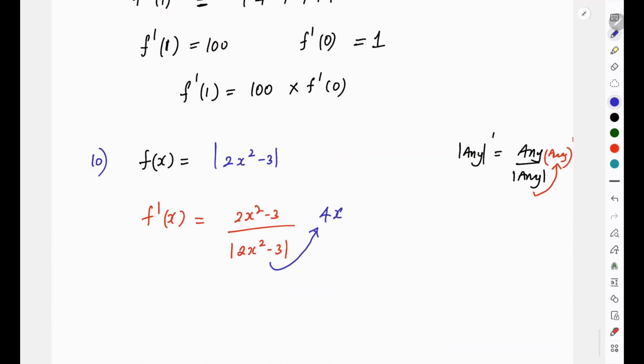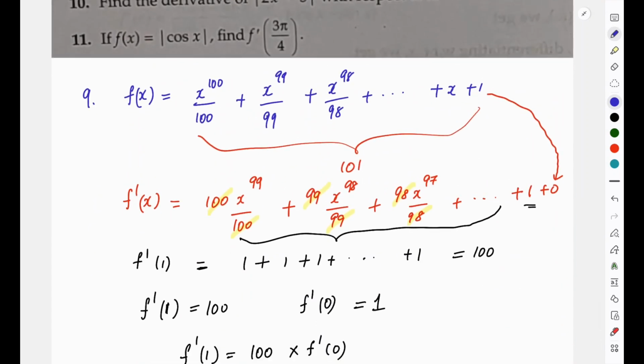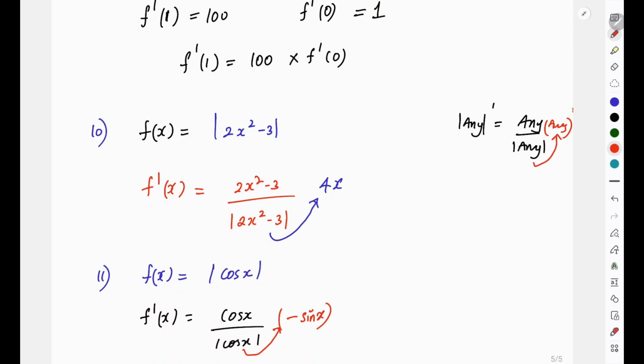That's it. Okay. And the next question is 11th one. F of x is mod cos x. We are going to perform the same. No change. F dash of x is nothing but cos x by mod cos x, times the derivative of cos x, which is minus sin x. Okay. Now the question is f dash of 3 pi by 4.